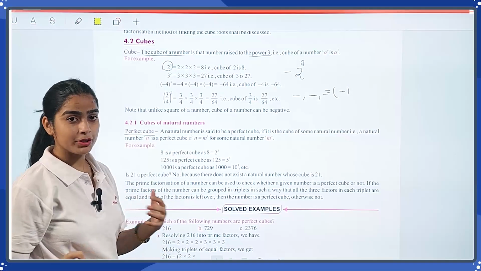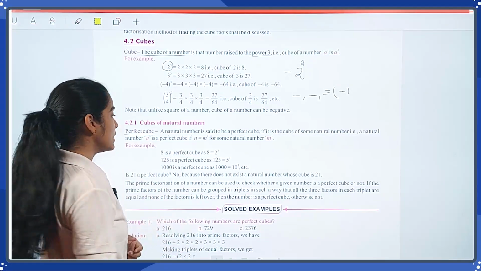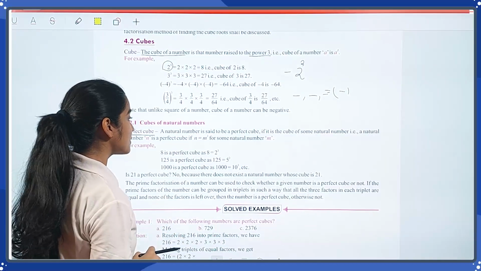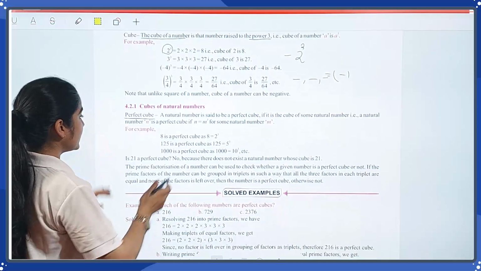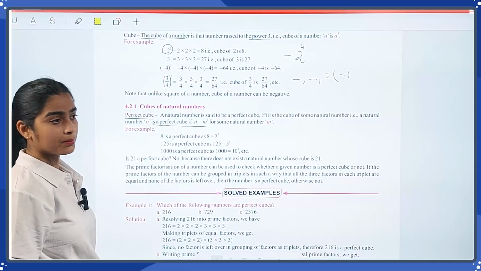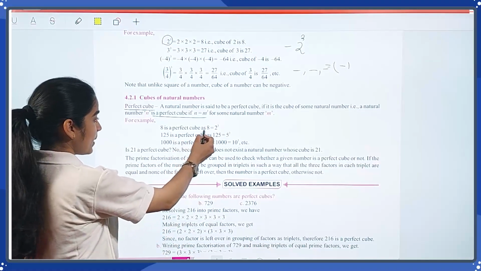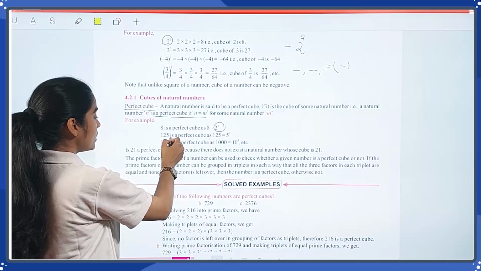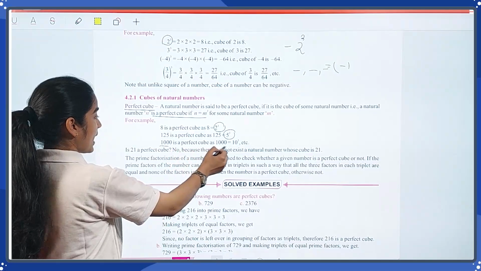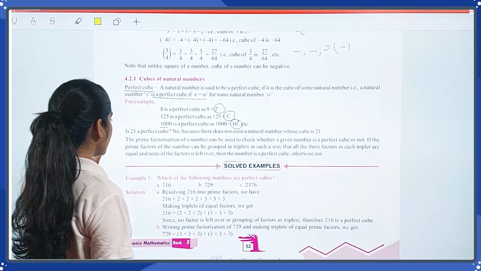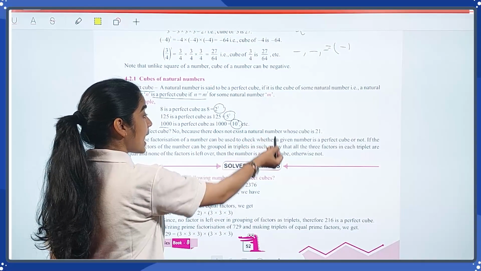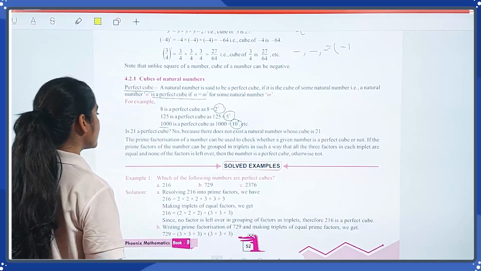Next we have cubes of natural numbers, perfect cubes, similar to perfect squares. A natural number is said to be a perfect cube if it is the cube of some natural number. Natural number n is a perfect cube if n is equal to m cube for some natural number m. 8 is a perfect cube as 8 is 2 cube. 125 is a perfect cube as 5 cube. 1000 is a perfect cube as 10 cube, etc. Is 21 a perfect cube? No, because there does not exist a natural number whose cube is 21.